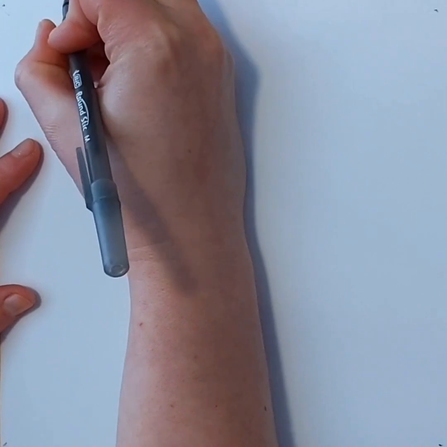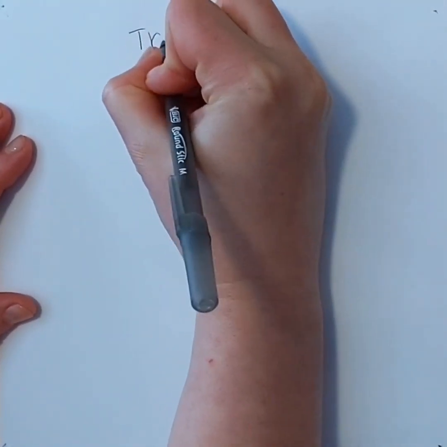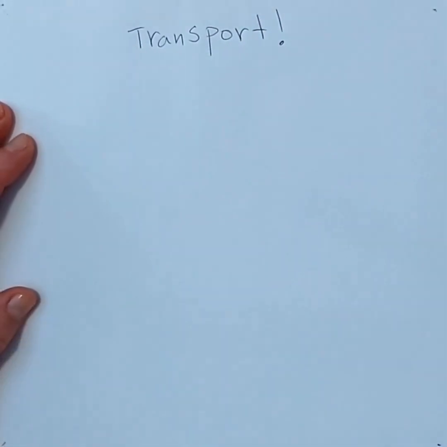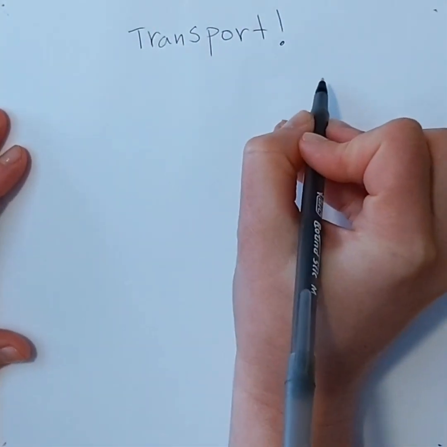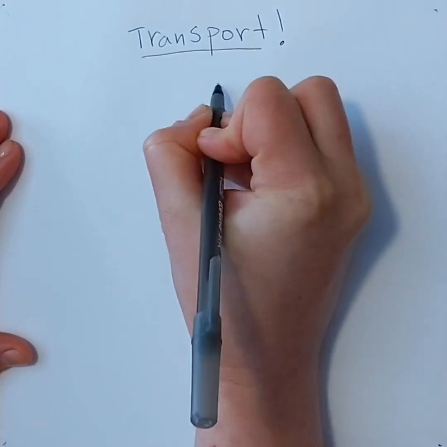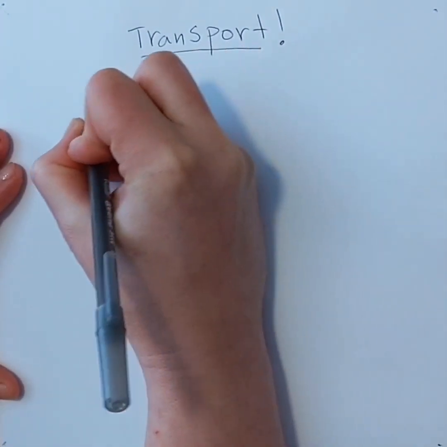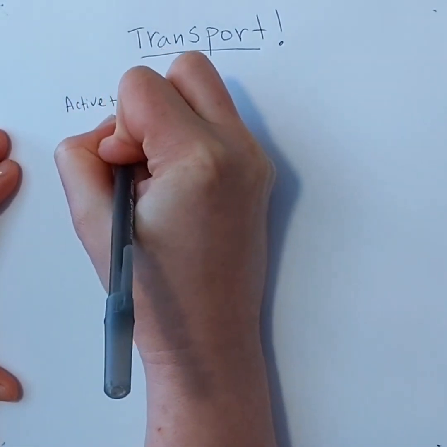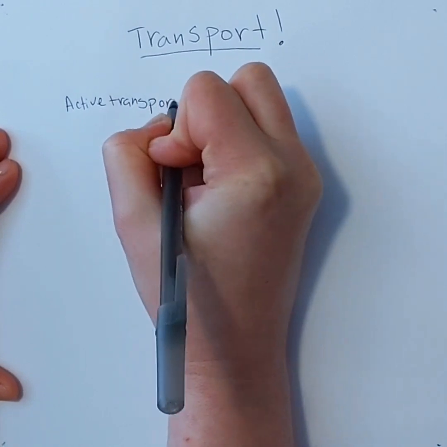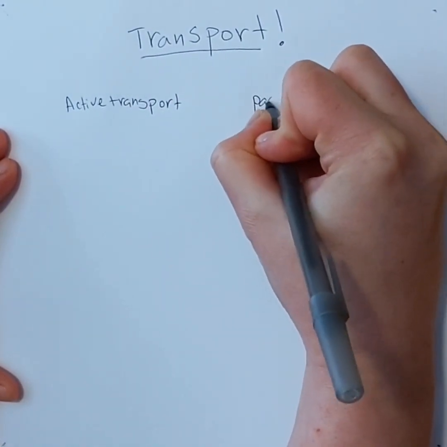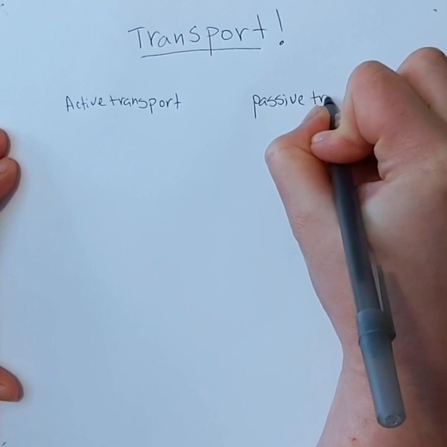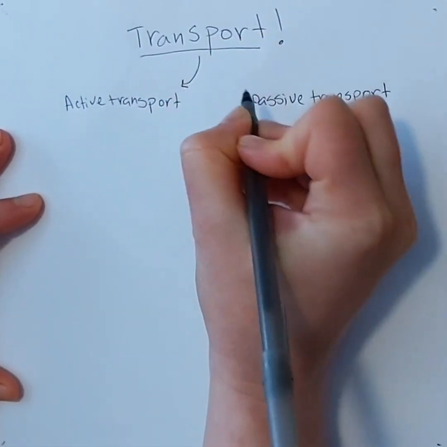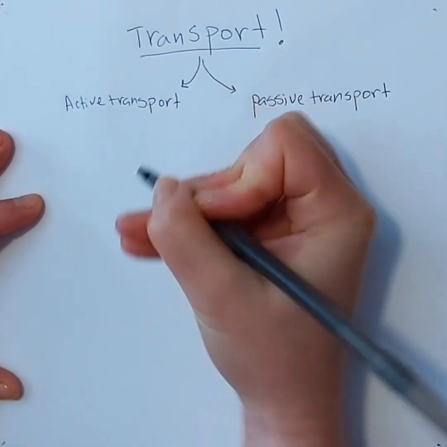Alright, so we're going to be talking about transport. Super exciting. It's a really big subject. And when we talk about transport, there are two types of transport. There's active transport and then there's passive. Active transport is one type, passive transport's the other type.